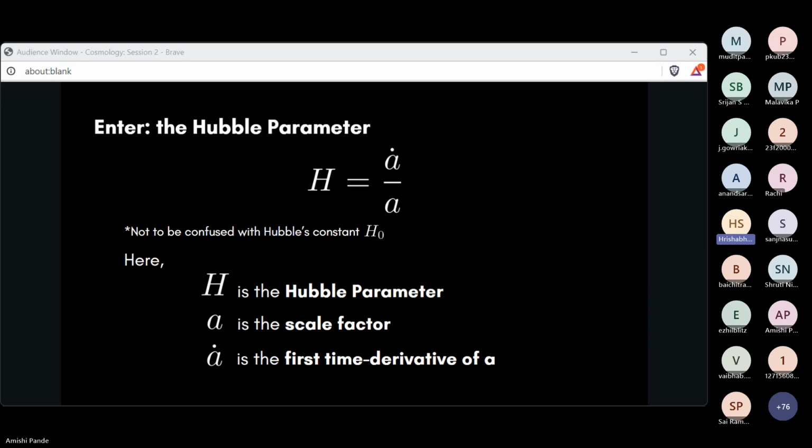As someone has answered, it is per time. That is the best part about this Hubble parameter. It is given as inverse time. Yeah, second inverse or inverse time. Yes, that's what Hubble parameter is.